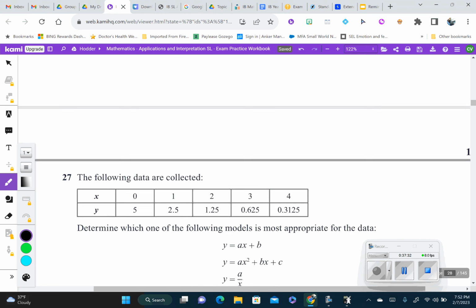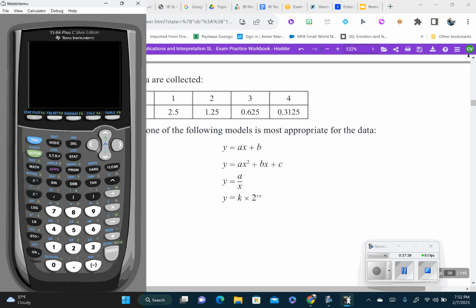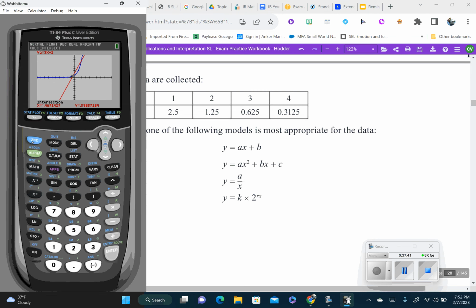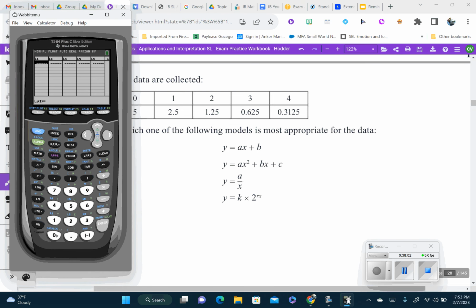Next one, following data are collected. This is something that you do need to know how to do. I'm just going to go ahead and clear my calculator. Second plus 712. You should write this in your study guide if you didn't know that. We're going to do stat, stat edit, and plug these numbers in. This is 0 through 4. So 0, enter, 1, enter, 2, enter, 3, enter, 4, enter.